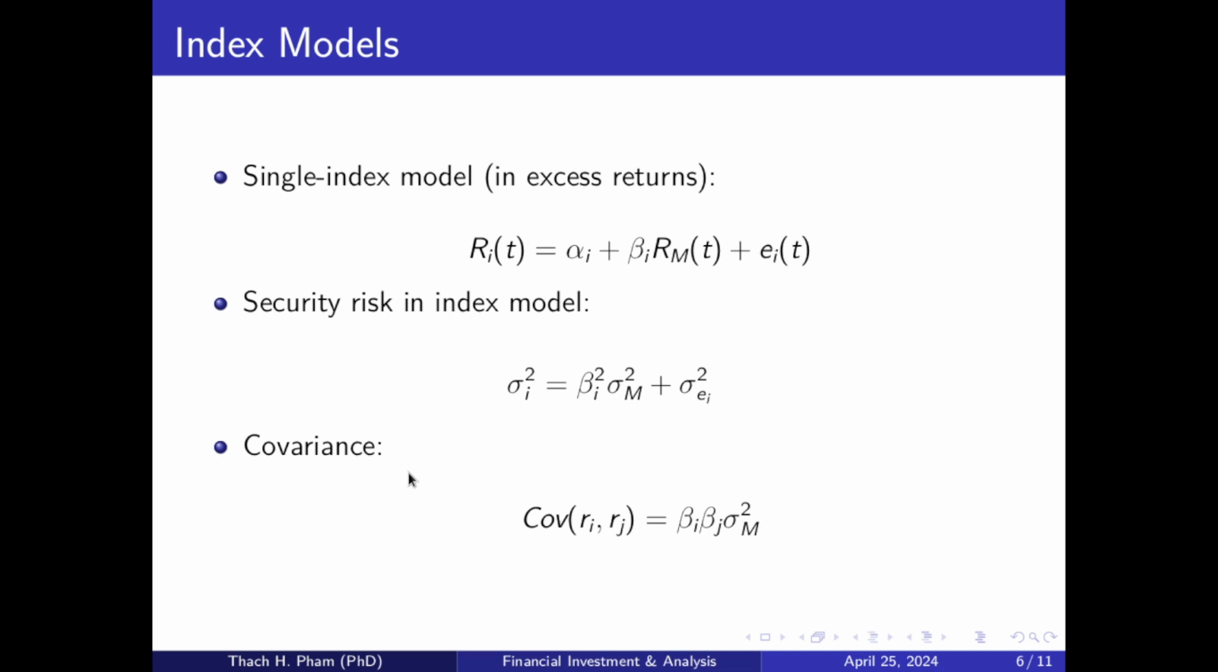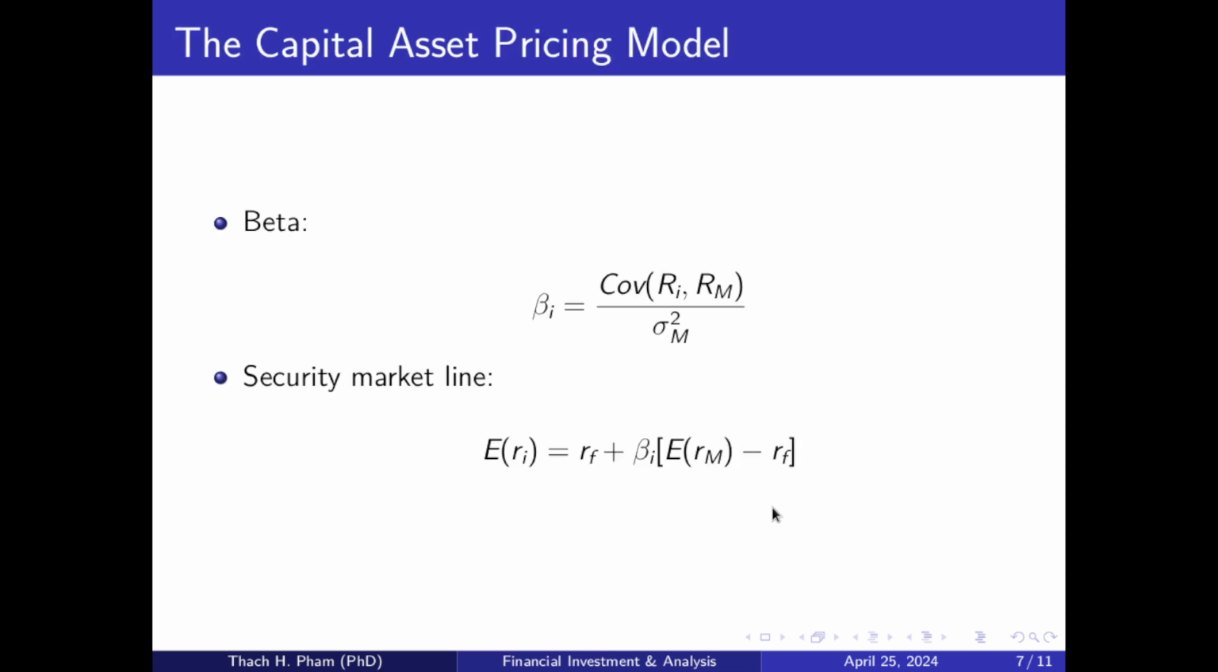For the covariance of i and j, we have beta i multiplied by beta j multiplied by sigma M squared. For the CAPM model, we have beta as the covariance of Ri and RM divided by sigma M squared. And for the security market line, we have Ri equal to RF plus beta i multiplied by RM minus RF.